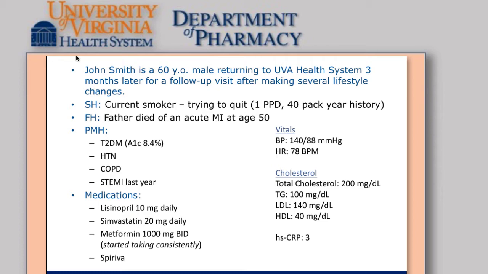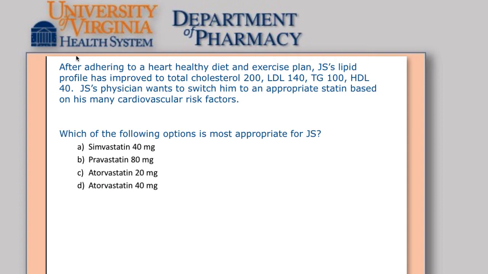We see with his diet changes and more regular taking of his medications, his blood pressure has come down a little bit, still elevated at 140 over 88. His cholesterol has come down some, though his total cholesterol is still 200 and his LDL is 140. His high-sensitivity C-reactive protein has not changed. This takes us to our second assessment question.